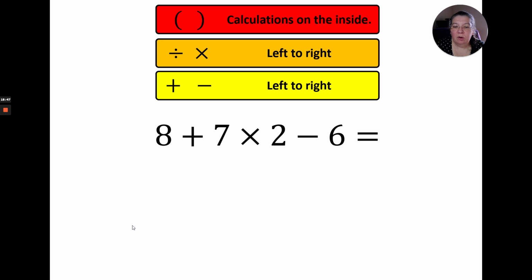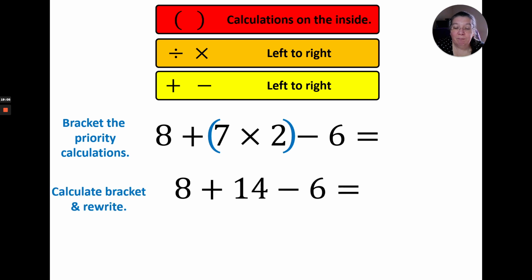Now, 4 different numbers here with 3 operations. What do we do first? Brackets, indices, multiplication and division, addition, subtraction. We've got a multiplication in there, so let's put some brackets around that and work it out. 7 times 2 is 14. Now we can do addition and subtraction from left to right. 8 plus 14 minus 6. So 8 plus 14 is 22, minus 6 is 16. So there's our correct answer.